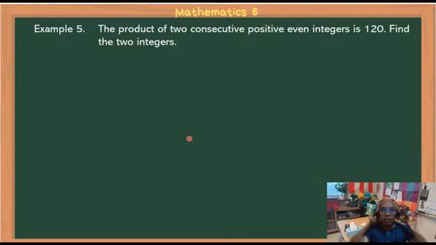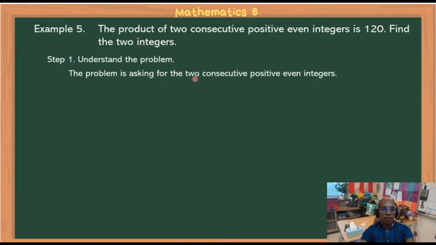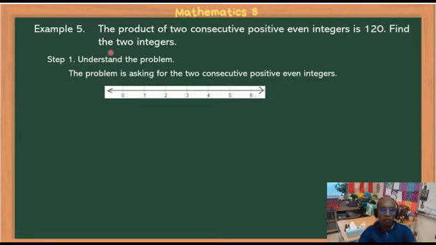So let's have example number 5. So the product of two consecutive even integers is 120. So find the two integers. So again, the problem is asking for the two consecutive even integers. So in order for us to visualize these integers in the given problem, let's have the number line.